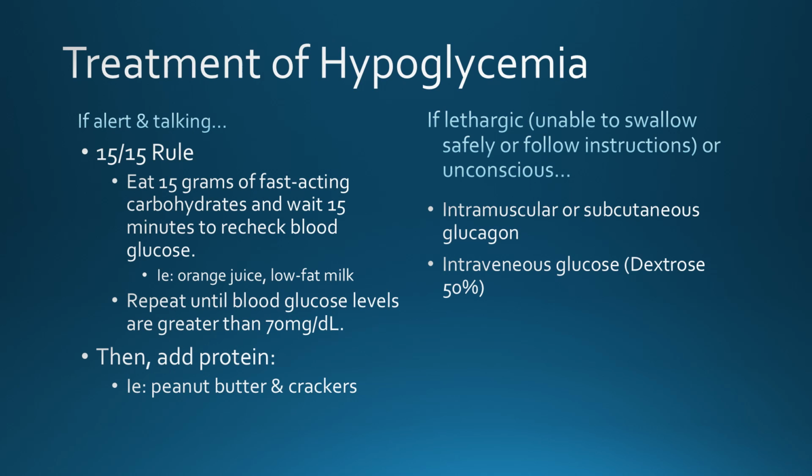normal glucose level. On the other hand, if the patient is lethargic, so difficult to arouse, unable to swallow safely or follow instructions, then we are going to give either glucagon or glucose to the patient. And we're going to do this either through injection, like an IM or subcutaneous injection, or intravenously administering that. So again, it depends on what that patient looks like, if they're alert, oriented, coherent, able to follow commands.